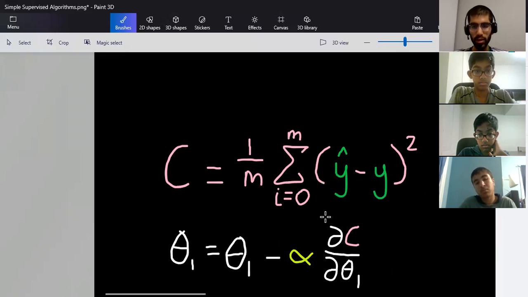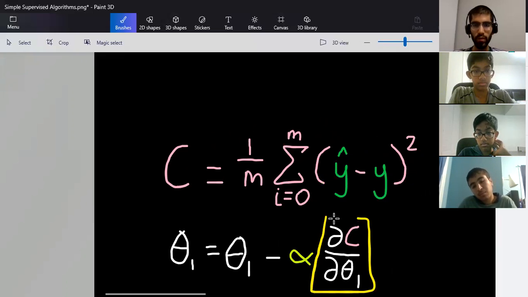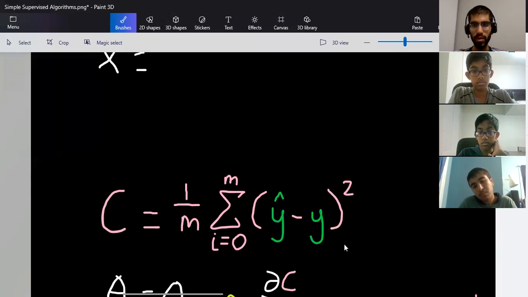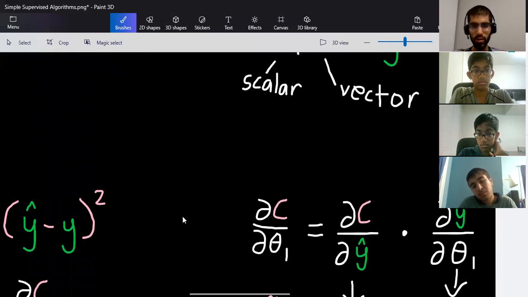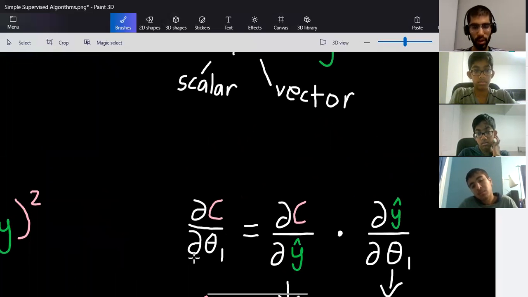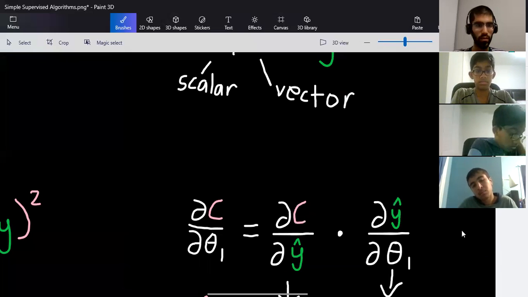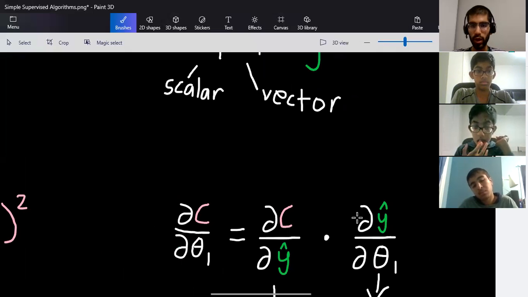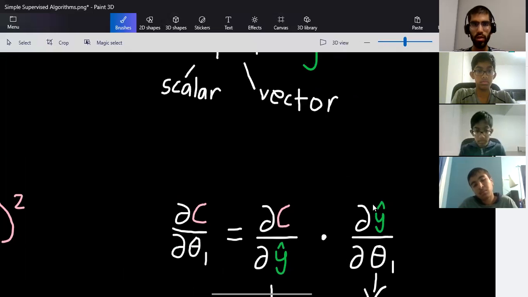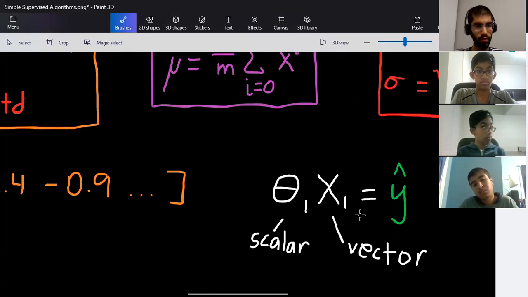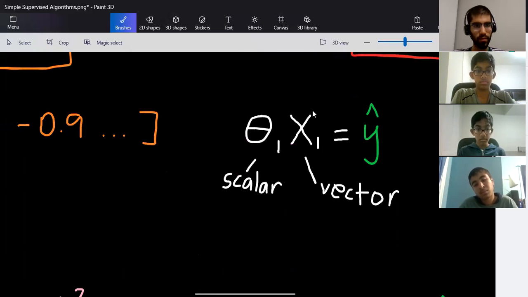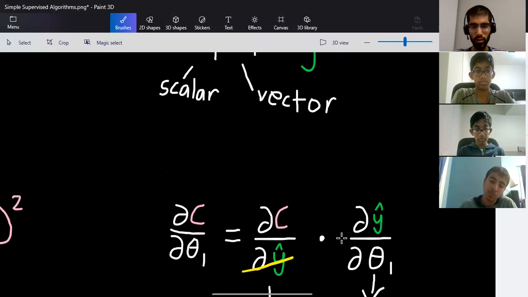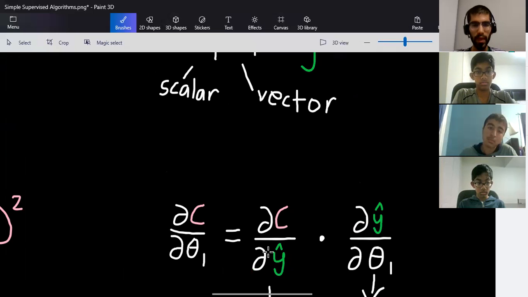Now, to get the value here, remember, we have to use the chain rule. So partial c by partial theta1 is equal to partial c by partial y hat, because of this equation, times partial y hat by partial theta1, because of this equation. Yeah? And remember, these cancel out, so you're still left with the same thing. Hopefully this is not new.